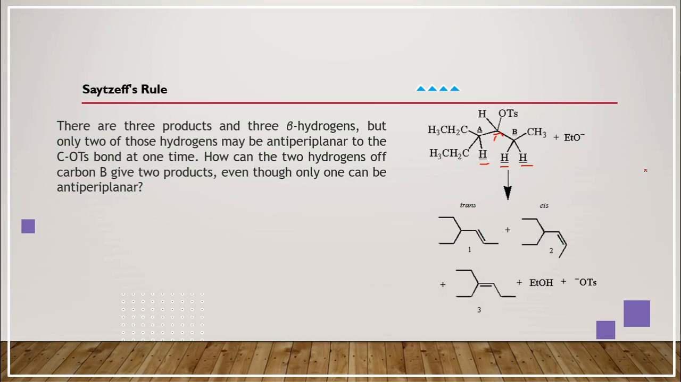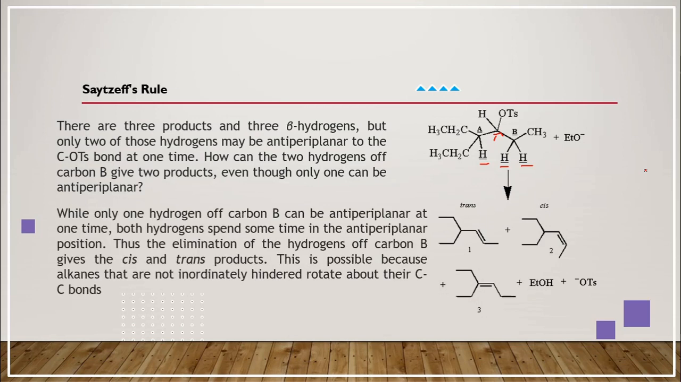This is quite interesting. While only one hydrogen of carbon B can be anti-periplanar at a time, one needs to understand that both of these hydrogens can spend some time in the anti-periplanar conformation, or in other words, the possibility of this carbon to undergo rotation enables these two hydrogens to spend some time in the anti-periplanar position.